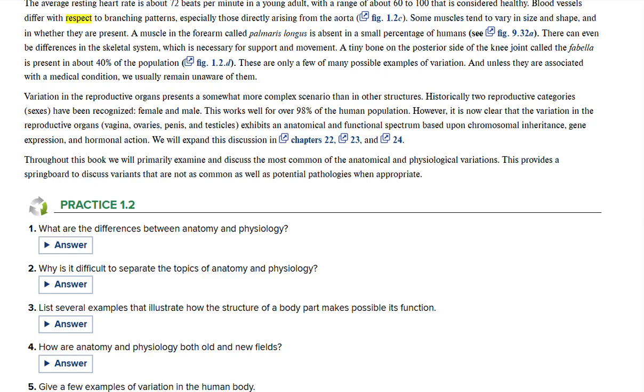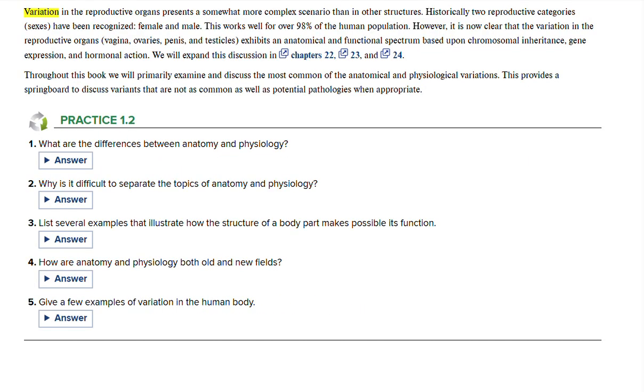Blood vessels differ with respect to branching patterns, especially those directly arising from the aorta, figure 1.2c. Some muscles tend to vary in size and shape, and in whether they are present. A muscle in the forearm called palmaris longus is absent in a small percentage of humans, see figure 9.32a. There can even be differences in the skeletal system, which is necessary for support and movement. A tiny bone on the posterior side of the knee joint called the fibula is present in about 40% of the population, figure 1.2d. These are only a few of many possible examples of variation, and unless they are associated with a medical condition, we usually remain unaware of them.